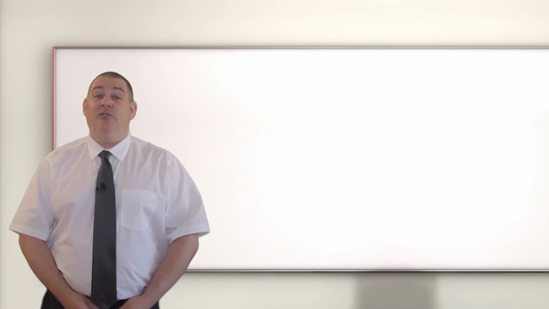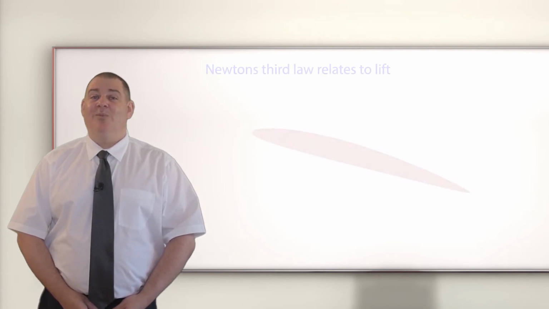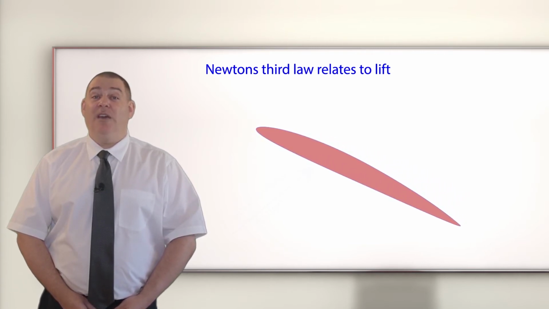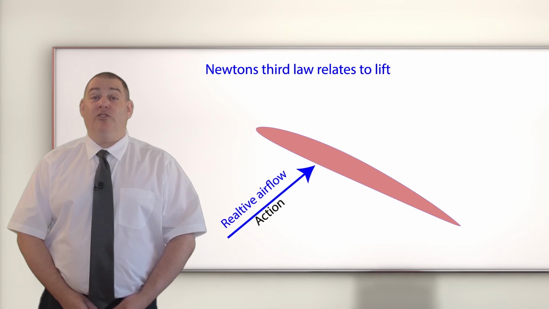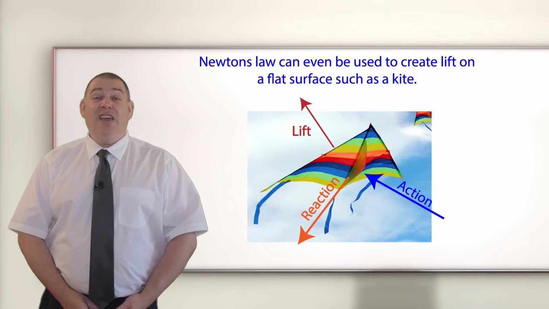Let's investigate how Newton's third law plays a part in the creation of lift. As the pilot changes the wing's angle, the under part of the wing is more exposed to a force created by the relative airflow. The relative airflow will strike the bottom of the wing, which results in the wing being pushed upwards. This pushing up effect has the same effect as lift. Newton's law can even be used to create lift on a flat surface such as a kite.